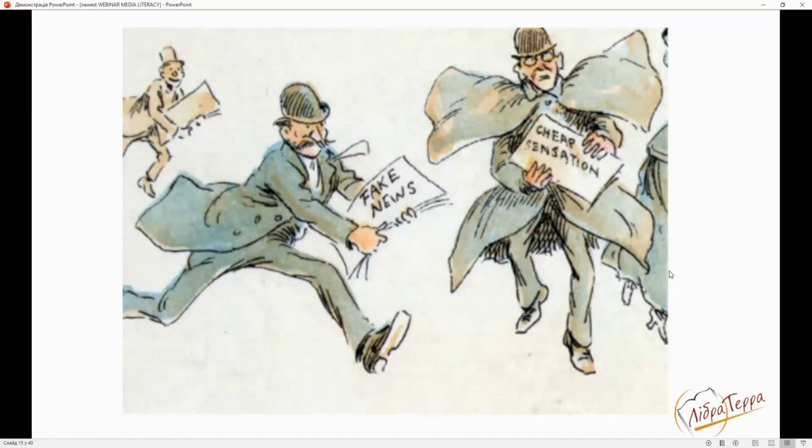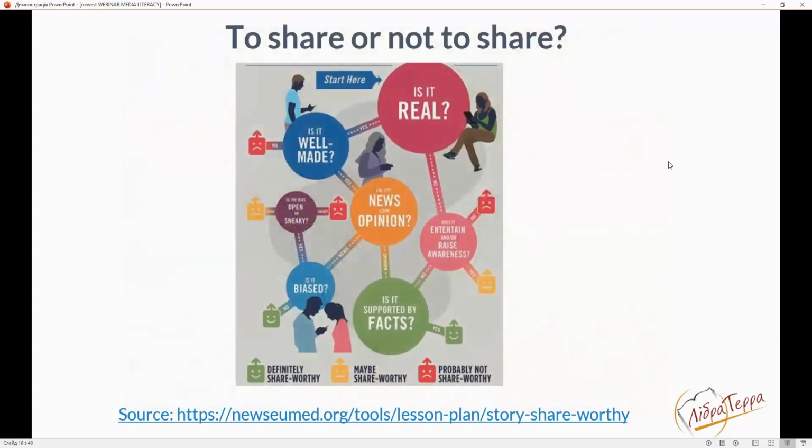In modern times, when we are living in the world of social media, you can spread fake news very easily. So please don't turn into the gentlemen who are on this slide. Don't continue to spread fake news.